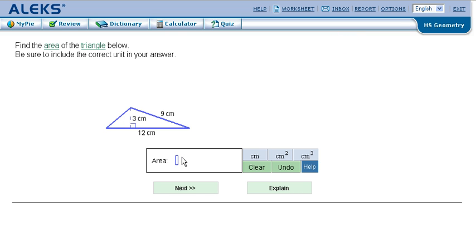And so we come here, that's going to be 18. And because it's area, you're going to be using units squared, because that's two dimensions. Area is two dimensions.